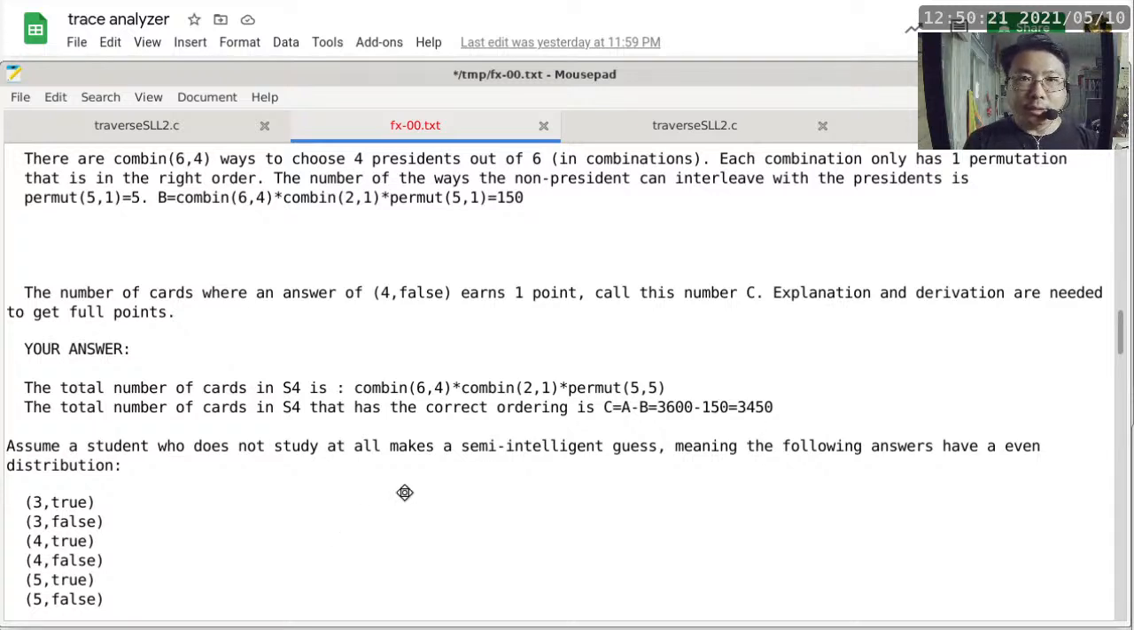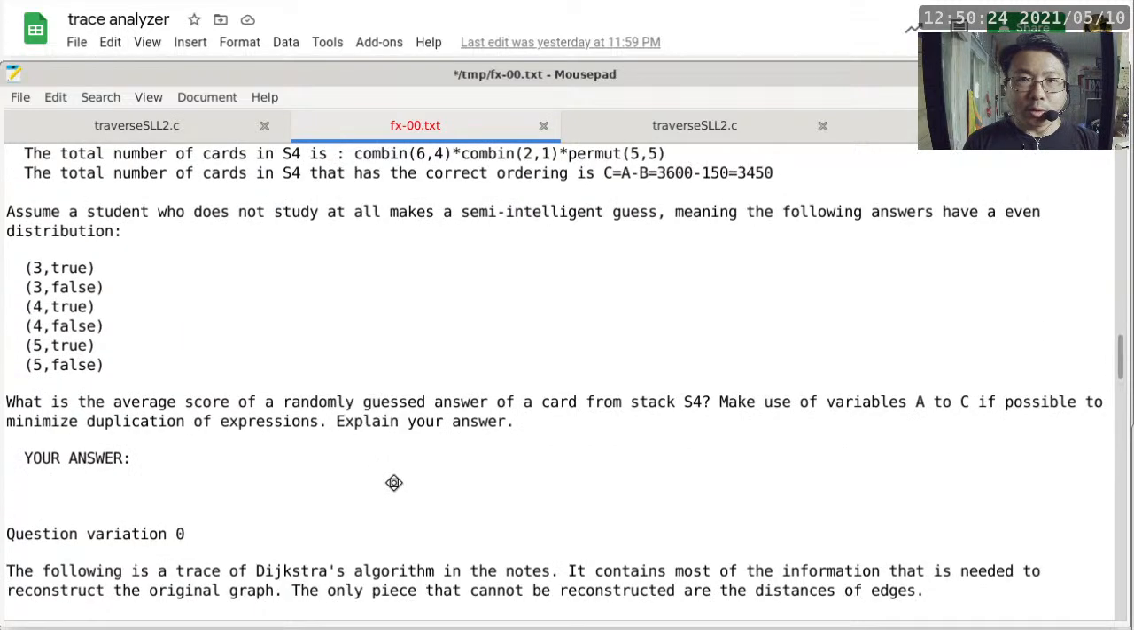Since we're limiting ourselves to the stack S4, what is the average score of a randomly guessed answer in that case? All right, so let's figure out 3 true. If a student is to answer with a 3 true, what is the average point value that the student will be getting in this case? Now remember, we're still specific to the stack of S4, so that would be a 0. Basically, anything that has a non-4 as the first item of the 2-tuple is going to get a 0. So 3 true, a 3 false is going to get a 0.